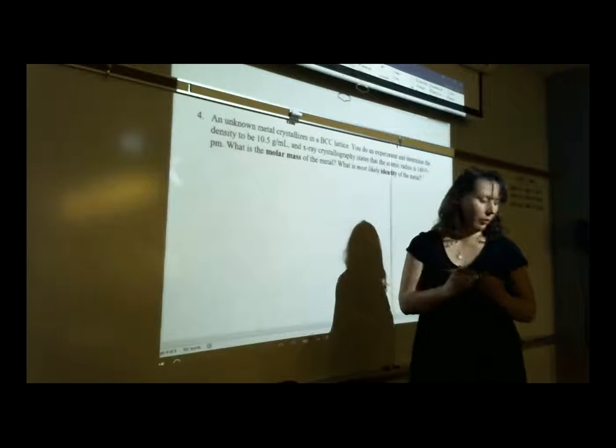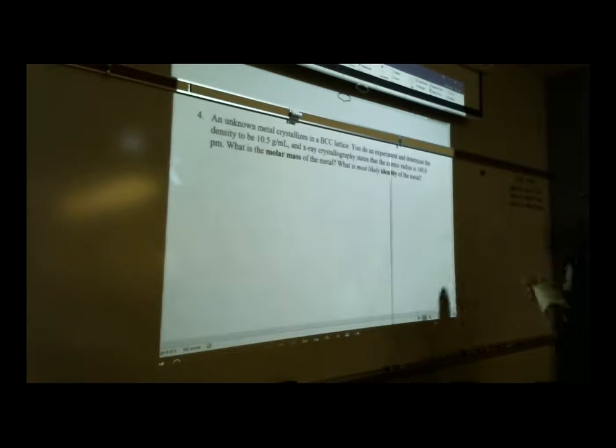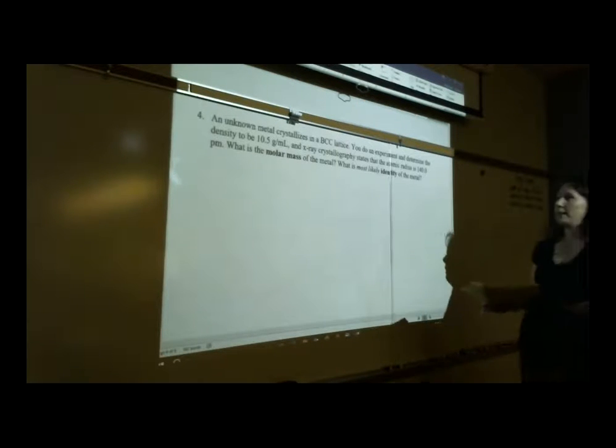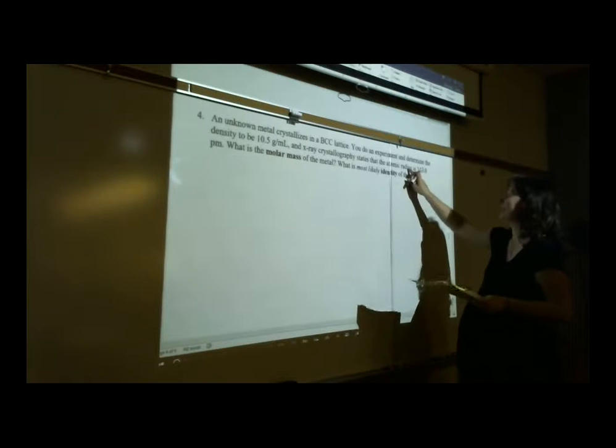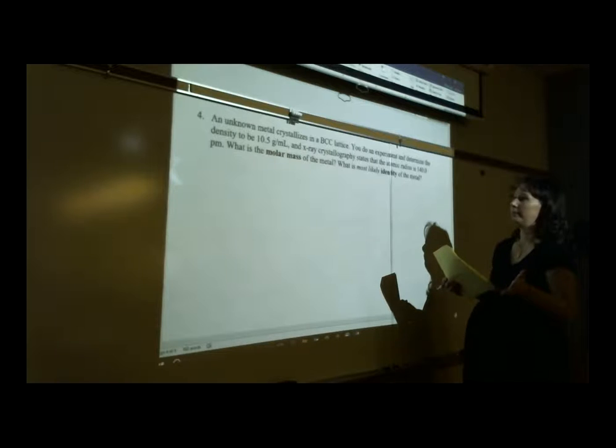All right, number 4. So we're told that this metal is body-centered cubic. We know its density, and we know that the radius is 140 picometers. We want to know molar mass.